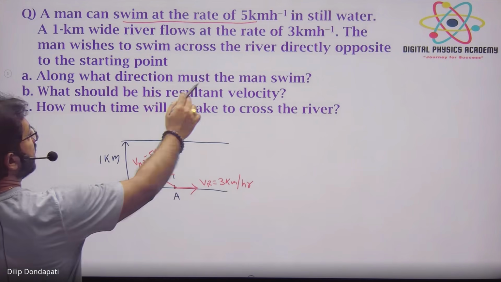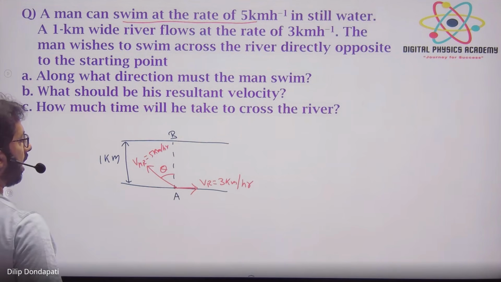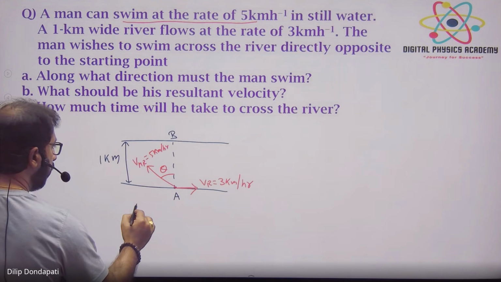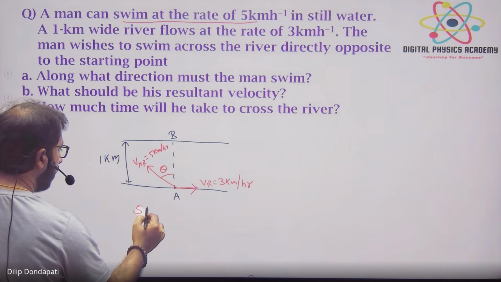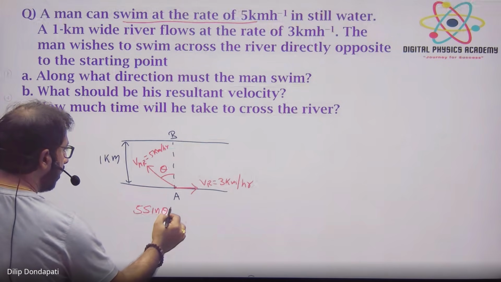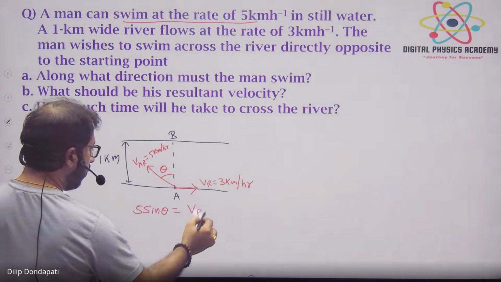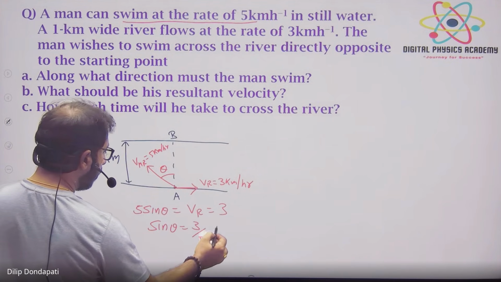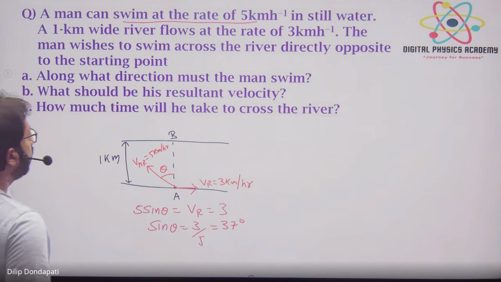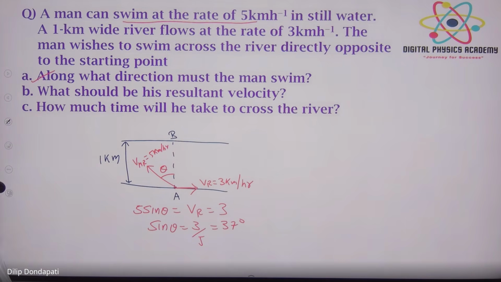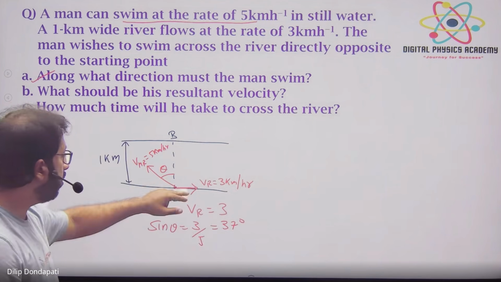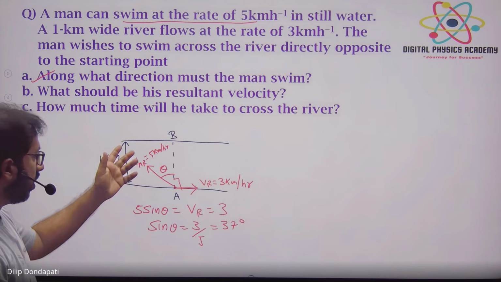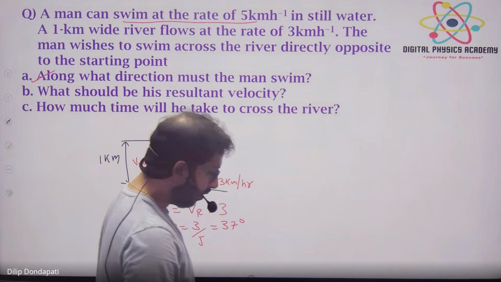In what direction does the man have to go? 37, I told you, right? We can take the component: VMR 5 sin theta is equal to VR, right? VR is 3. So sin theta is equal to 3 by 5. So it is 37 degrees. In what direction does he have to travel? With respect to river flow, it is 90 plus 37. Okay, now what should be the resultant velocity? Find the net velocity, the resultant velocity.